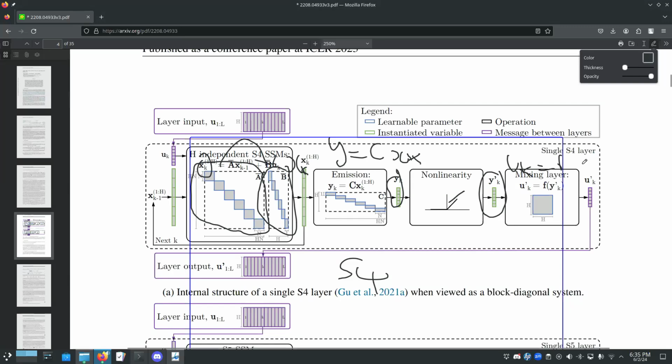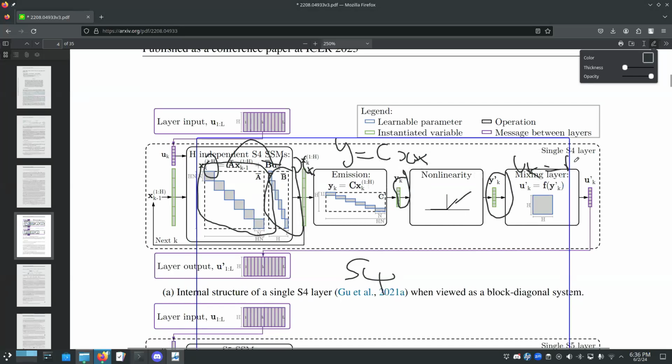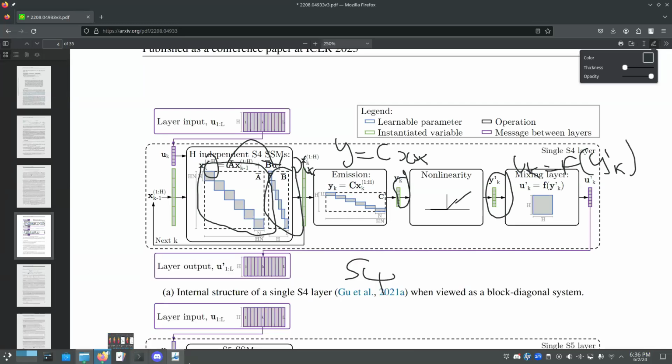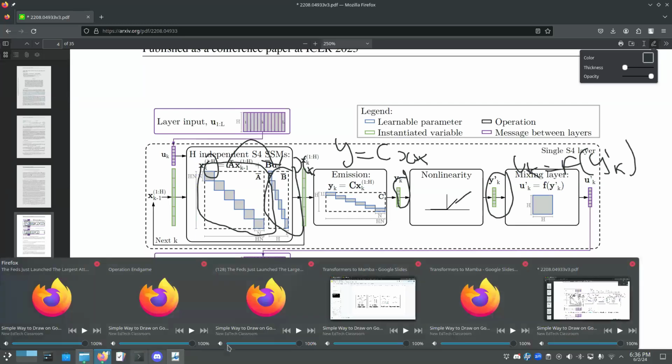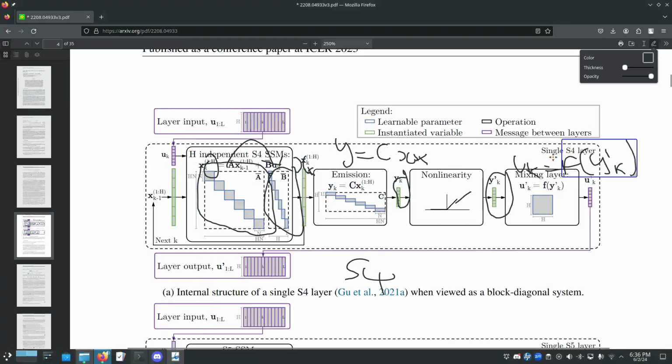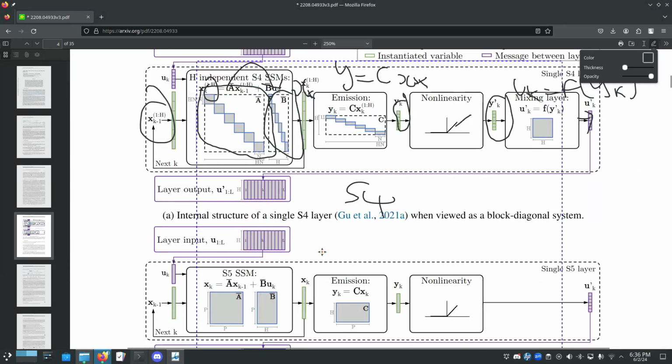Okay, let it be some kind of function. Give me a minute. A mixing layer will be some kind of learnable function over UK, and you send those representations back into the stack. So that's it.